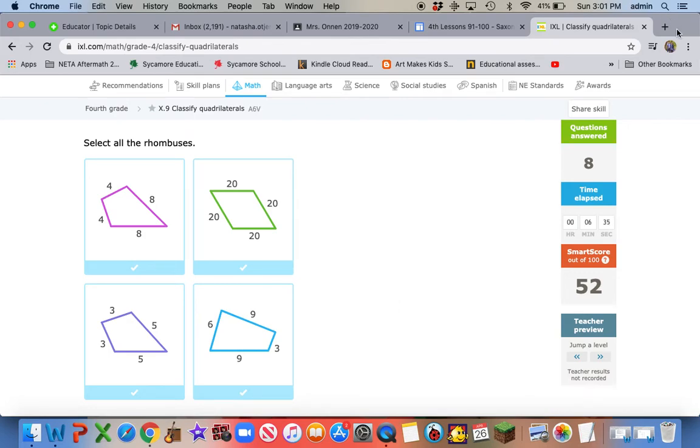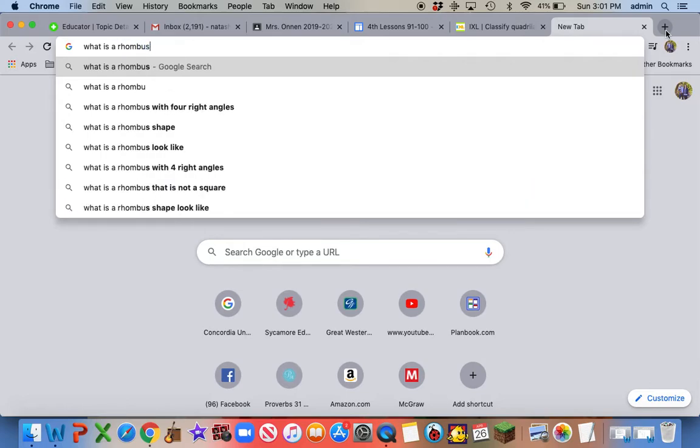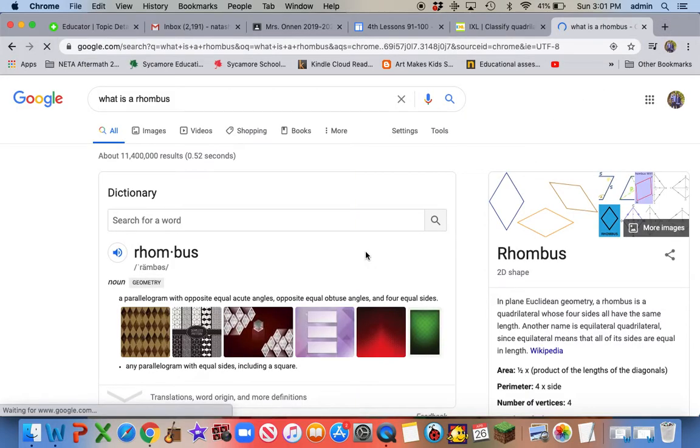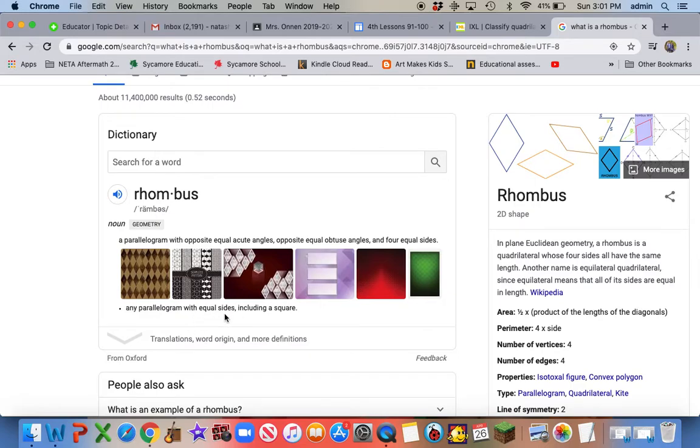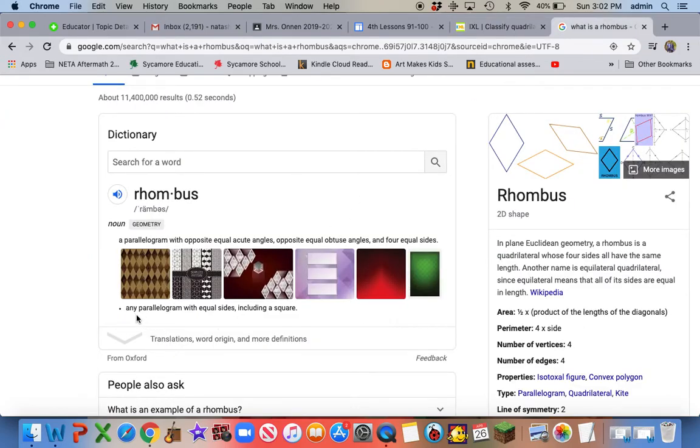Ooh, select all the rhombuses. Well, I am the teacher and I have to look back. My book actually happens to be at school. So, what is a rhombus? Any parallelogram with equal sides, including a square. Ooh, tricky stuff. So a square is a rhombus, but also this guy over here is, even though it's slanted. So let's look at the definition one more time. Any parallelogram with equal sides, including a square.